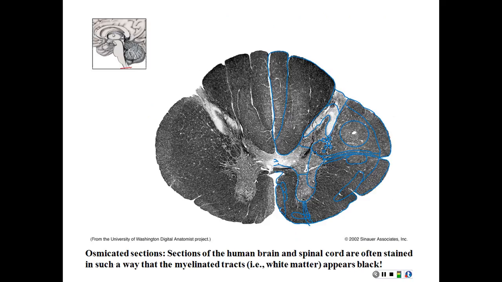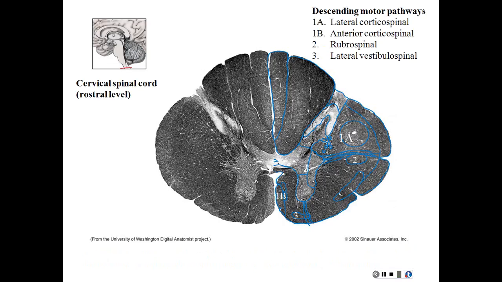I've already talked about the whole idea of osmication of human material, how it turns the myelinated tissue very dark, and it keeps the gray matter relatively gray looking. And so what we're going to be doing is looking at these cross-sectional views, starting in the spinal cord and going through all the way up to the midbrain, and asking, where are our pathways? Where are some big, important cranial nerve nuclei? Okay? So, let's just start here, and we'll see how we go.